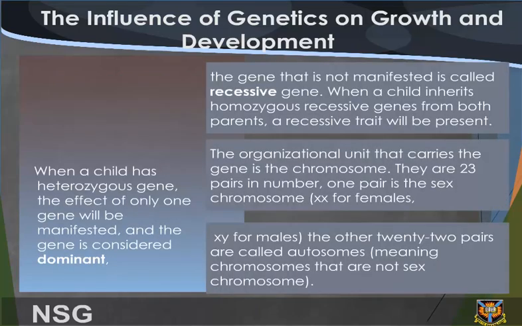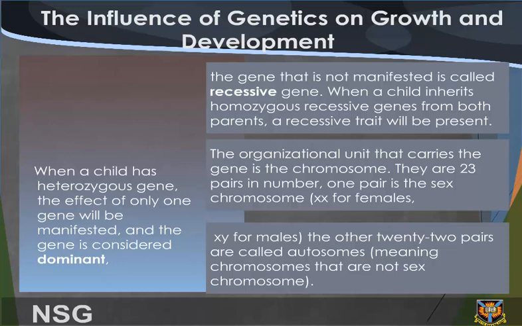When a child has a heterozygous gene, the effect of only one gene will be manifested, and the gene is considered dominant. The gene that is not manifested is called recessive gene. When a child inherits homozygous recessive genes from both parents, a recessive trait will be present.